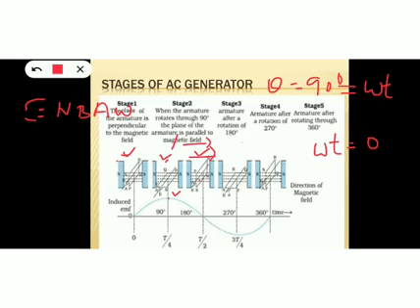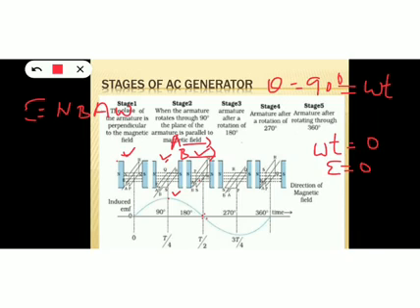So both area vector and magnetic field act along the same direction, so omega t will be 0, then induced EMF also will be 0. So the graph takes a minimum value at this stage. See, so corresponding to stage 3, the graph takes the minimum value.